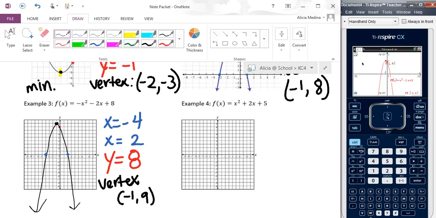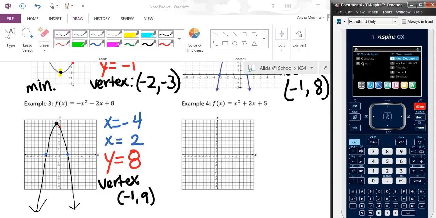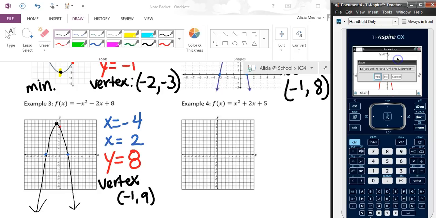Alright, so let's plug in example number 4. You could click Control G and tab up and just delete whatever you had there. If you don't like doing that, you could also go home, new document. No, we never want to save, and I'm just going to go ahead and type in my new function, which is x squared plus 2x plus 5. Make sure I type that in right. Go ahead and click my enter.